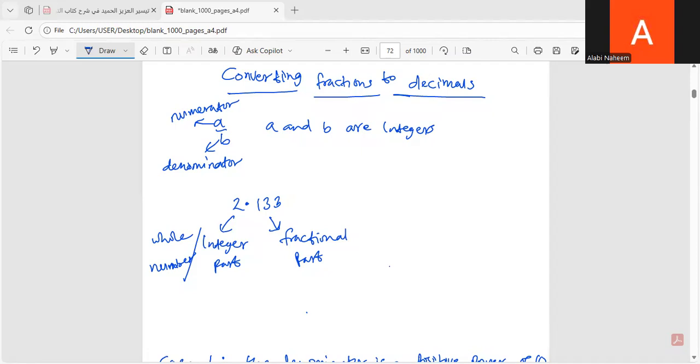In this video, we'll be discussing how to convert fractions to decimals. So we have the topic converting fractions to decimals. Before we proceed, let's try to define these terms. What is a fraction and what is a decimal?